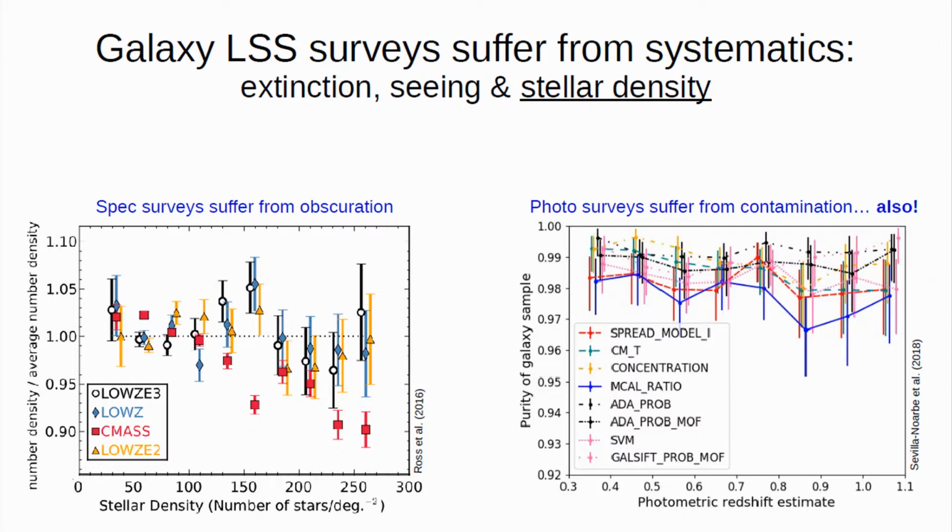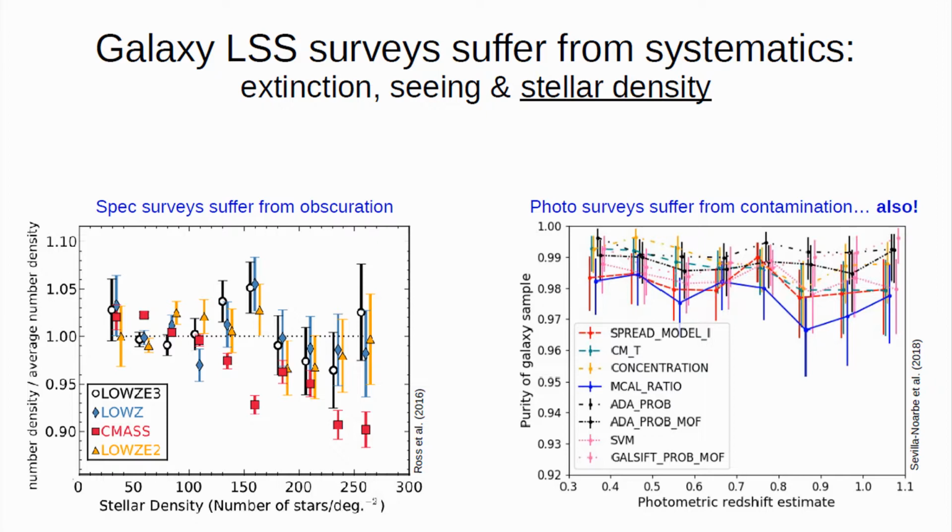One of the things about stellar density influencing your galaxy surveys is shown here by a paper by Boras using BOSS galaxies. You can see that the number density of galaxies, for this spectroscopic sample, decreases as you go to regions where you have more stars, right? And of course, this is not a cosmological effect. This is because stars make it more difficult for you to observe galaxies. They get in the way, they are bright, and stuff like that, okay?